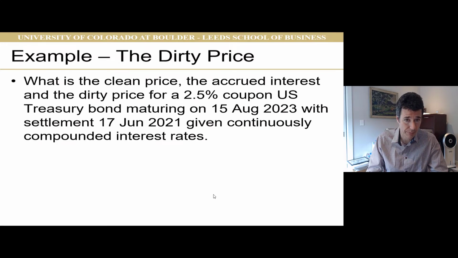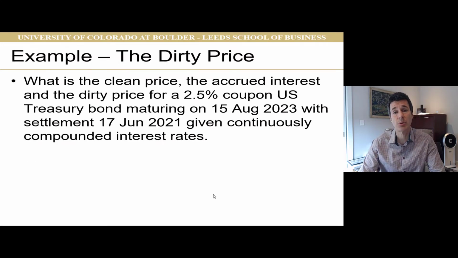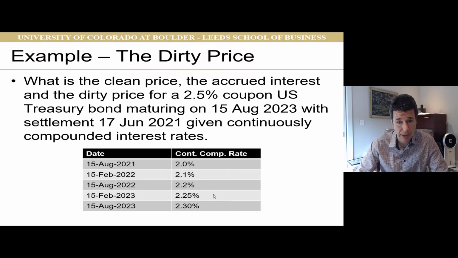So let's do an example. We want to find the clean price, the accrued interest, and the dirty price for a 2.5% coupon US Treasury bond maturing on the 15th of August 2023 with settlement on the 17th of June 2021, given some continuously compounded interest rates. Now, these interest rates we're assuming come from the market somewhere. I'm not giving you where they came from. But we've got some interest rates, we've got a bond, we can find the present value.